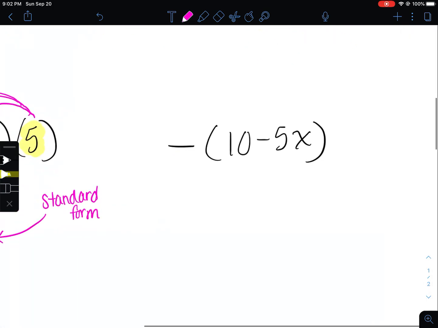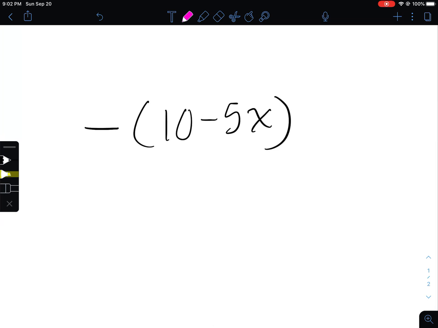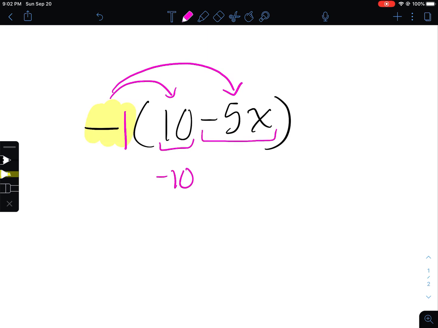Okay, the last one, it just has this weird negative sign sitting out front. Don't worry, that just means it's a negative 1. So we're going to take that and we're going to multiply it by each term in here. So negative 1 times 10 is negative 10. Negative 1 times negative 5 would be a positive 5x.